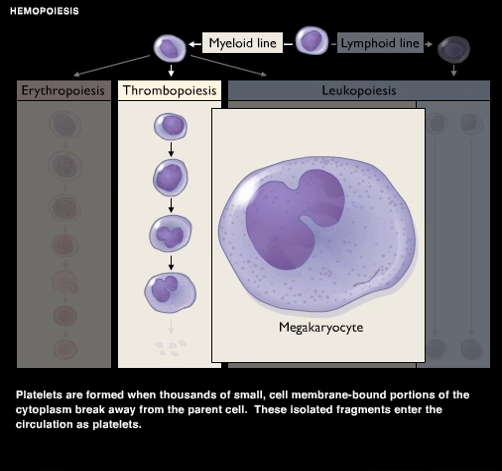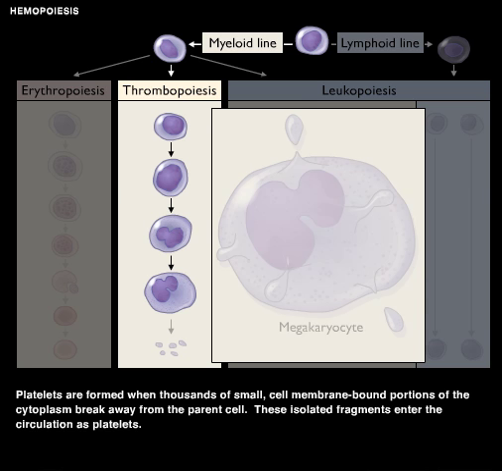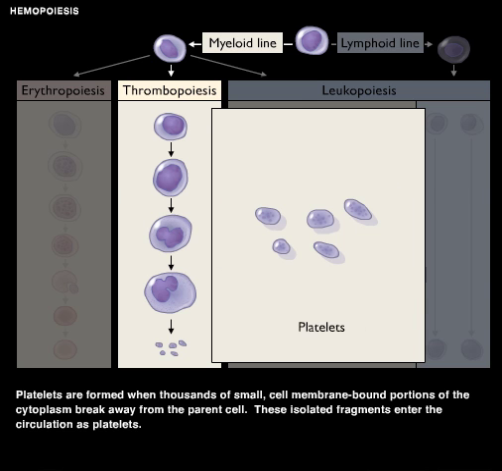Platelets are formed when thousands of small cell membrane-bound portions of the cytoplasm break away from the parent cell. These isolated fragments enter the circulation as platelets.